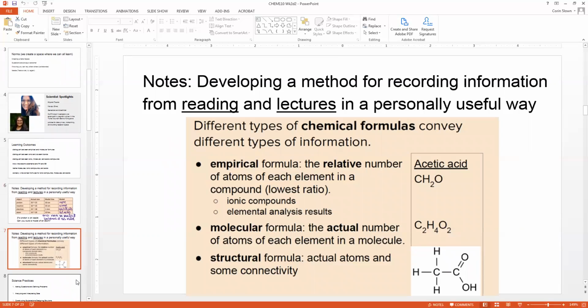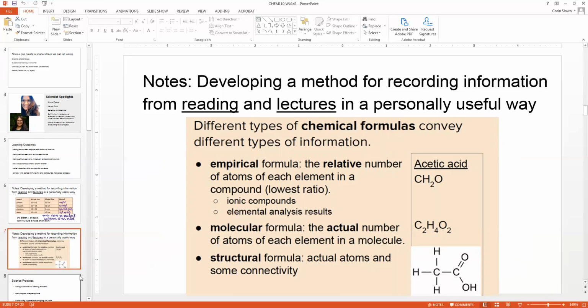Another example of the way that we can make sense of new information is by using the chemist triangle, and in this case, our symbolic representation. So different types of chemical formulas can convey different types of information. For example, an empirical formula conveys the relative number of atoms of each element in a compound. This is the lowest overall ratio. We often see this for ionic compounds.